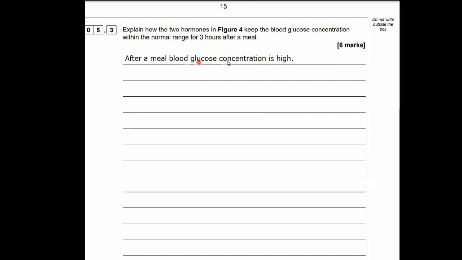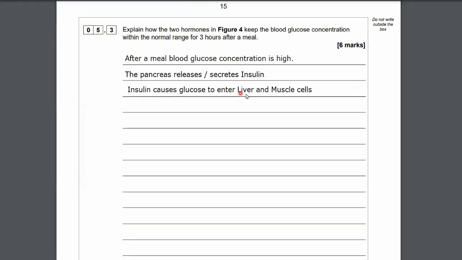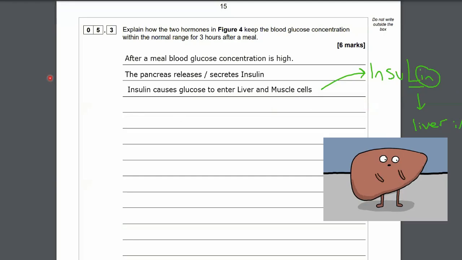After a meal, your blood glucose concentration is high. The pancreas releases or secretes insulin. Insulin causes glucose to enter liver and muscle cells. Okay, insulin causes glucose to enter the liver and muscle cells. I also like to think of the word insulin as having an L in there, which stands for liver, and the word in the liver. So it puts the glucose in the liver.